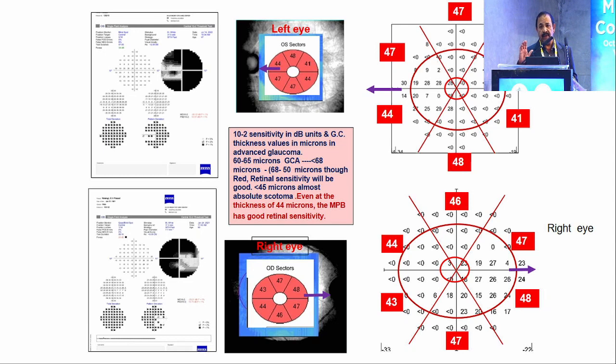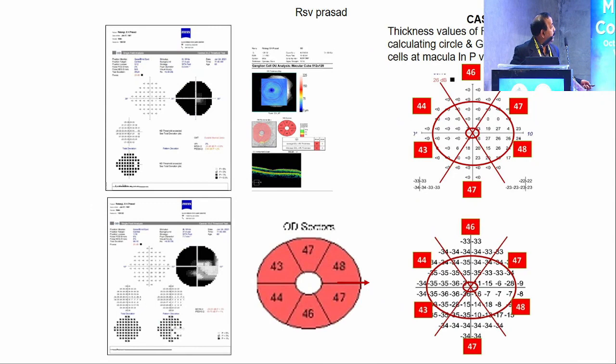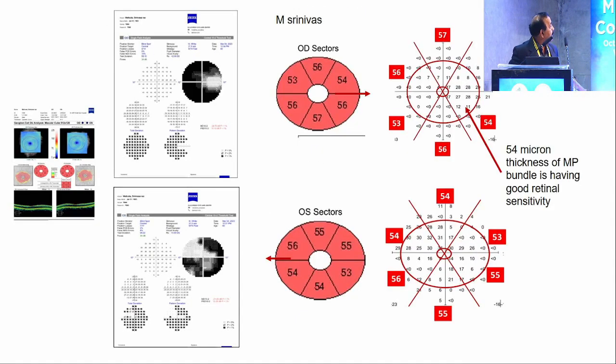Like that, the 68, the retinal sensitivity will be very good. 60, it will be very good. Up to 55, you may have the relative scotomas. When it goes below 50, then it will become absolute. See, 47, still minus 7, it got good retinal sensitivity. When it is 43, absolute. See, 55, 55, 55. Here, see, they got 14, 15, less than 8.